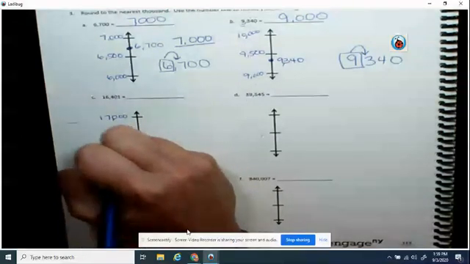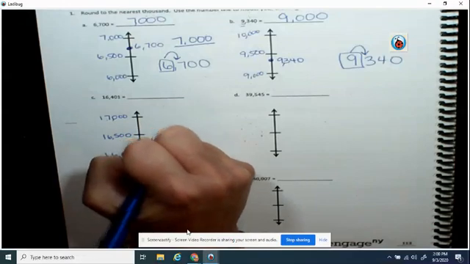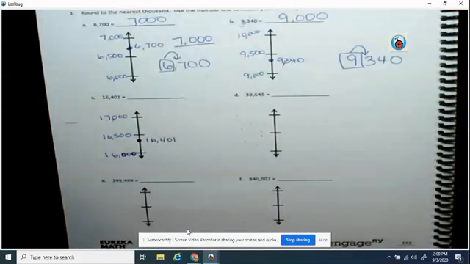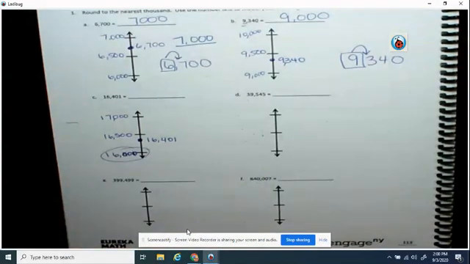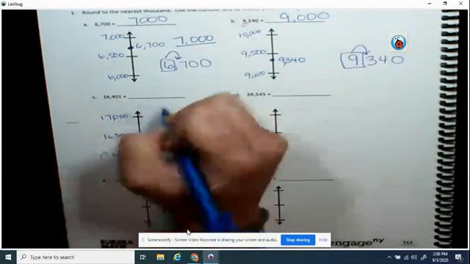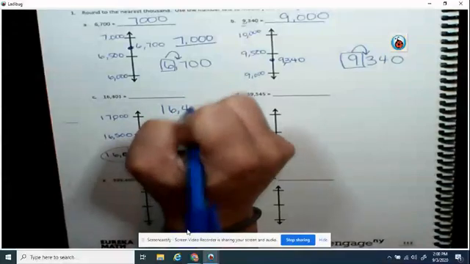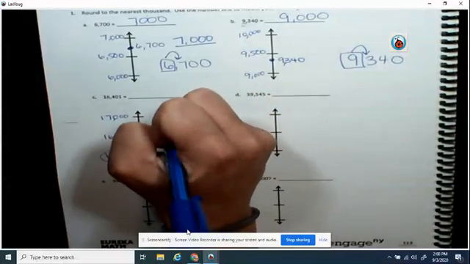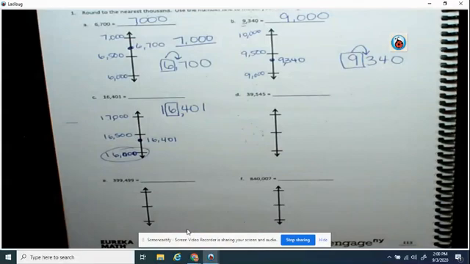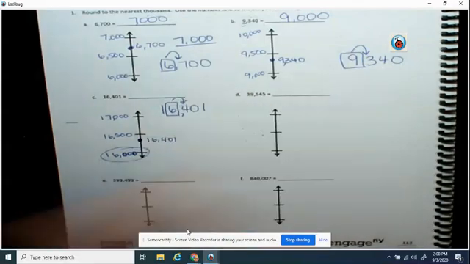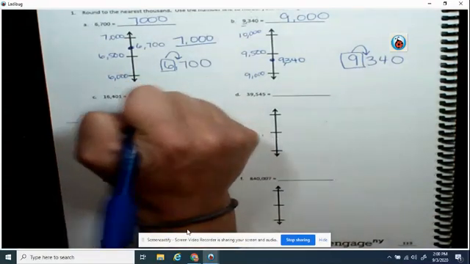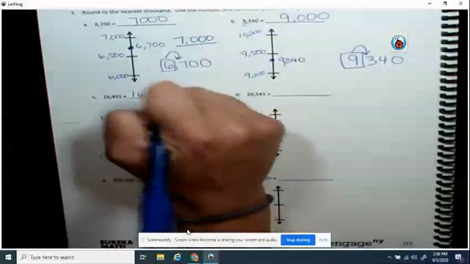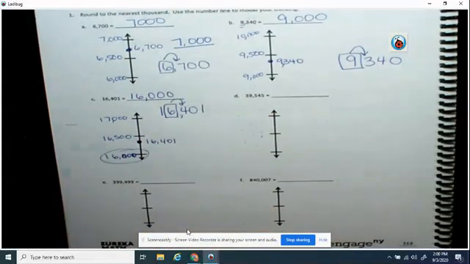16,401 is going to be less than 16,500. That's definitely closer to 16,000. So we're going to round down to 16,000. Let's look at it like this. 16,401. We said we're rounding to the thousands place. When we look next door, it's a 4. If it's 5 or greater, we round it up. But if it's less than 5, we leave it alone, 16,000. Or we would say we round it down to 16,000.